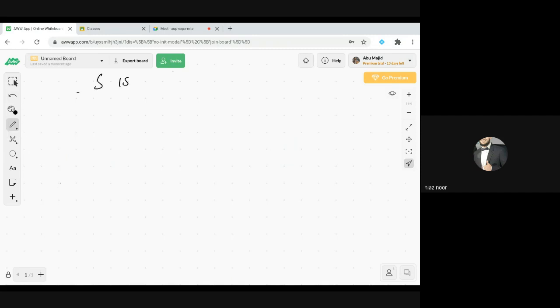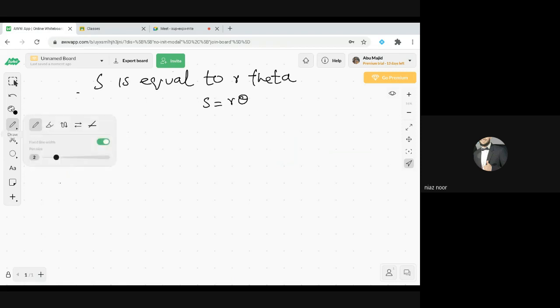In this video, I'm going to show you how to prove S is equal to R theta. In order to prove this, there are two things that you should know before we get into the proof.